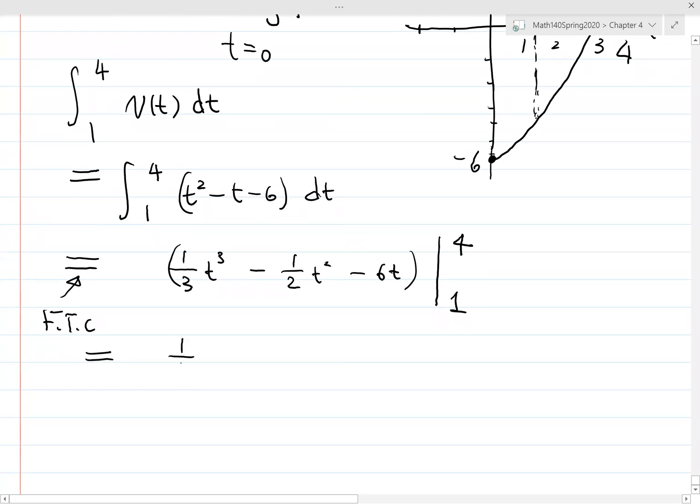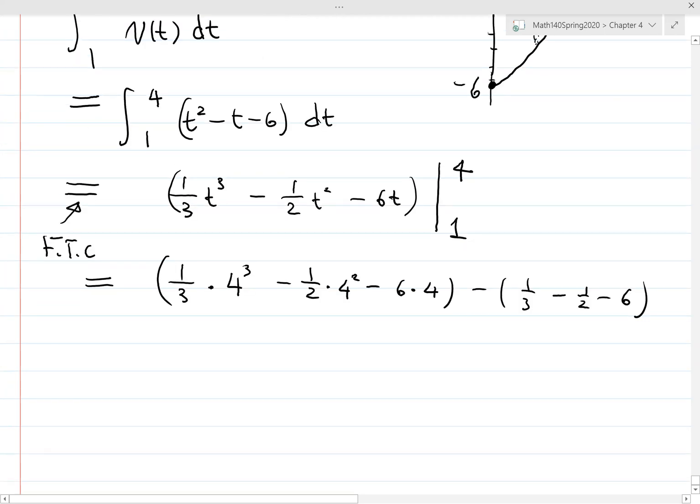Okay, then we plug in 4, plug in 1. Plug in 4, then we get a third times 4 cubed minus a third times 4 squared minus 6 times 4. Plug in 1, then we get 1/3 minus a half minus 6. So this we get 64 over 3. This we get 8. This we get 24. This we get 1/3. This we get minus a third plus a half plus 6.